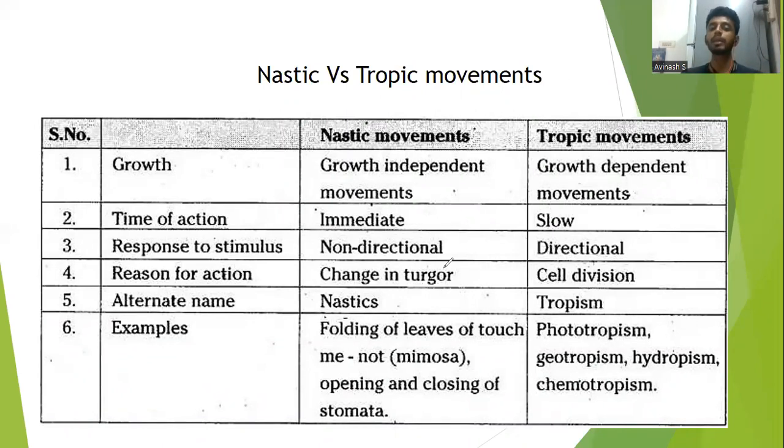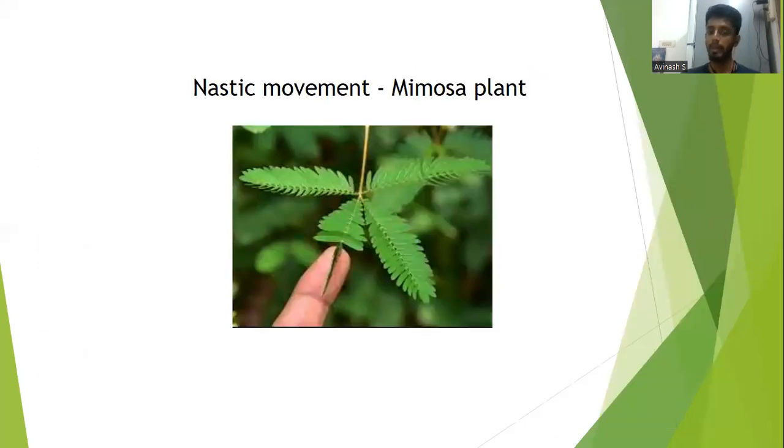But in nastic movement, it's because of change in turgor. What is meant by turgor is the amount of fluid that is present in a cell. That's called turgor. For example, when it comes to the mimosa plant, you are touching the leaves of the mimosa plant. What happens? The water that is present in the cells will go out of the cell. It's like osmosis. So now what happens? The cells will shrink. So automatically the leaves will also shrink.